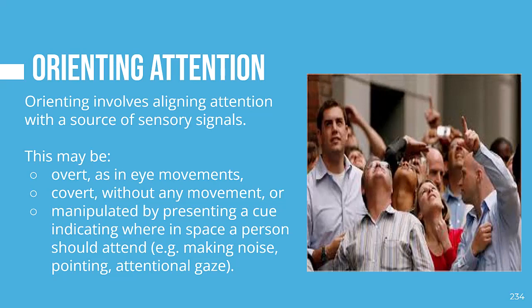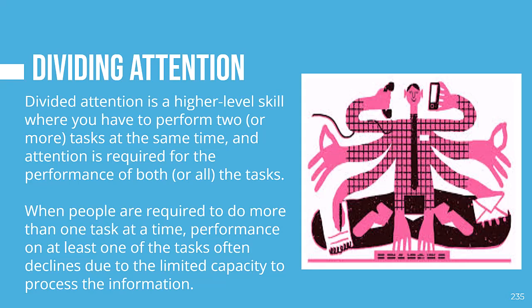Divided attention is a higher level skill where you have to perform 2 or more tasks at the same time, and attention is required for the performance of both or all the tasks. You probably know this as multitasking. Examples of multitasking include driving a car while carrying on a conversation with a passenger, or eating dinner while watching the news. If the task is to write a story, a learner must be able to think about their characters and the plot, as well as spelling and punctuation rules that apply.